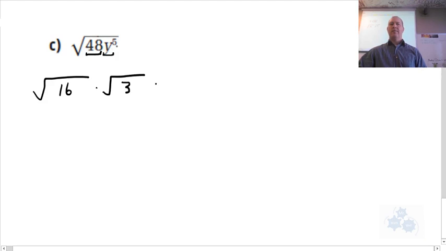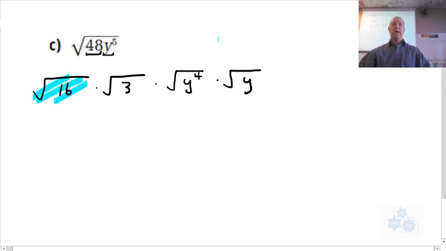What about the y to the 5th? You want to split y to the 5th up. Does 5 divide evenly by 2? No. But y to the 4th divides evenly by 2. So if I split this y to the 5th up like this, then boom, here's a perfect square and here's a perfect square. So you can simplify that and make those into integer numbers. So this is 4 times root 3 times, what's the square root of y to the 4th? It is y squared. And this is root y.